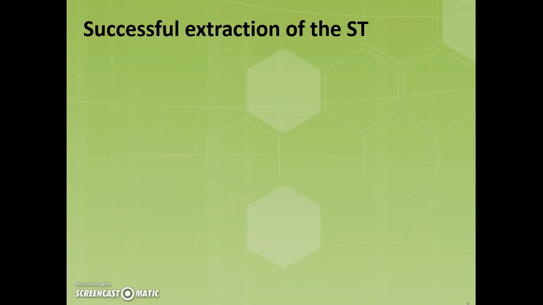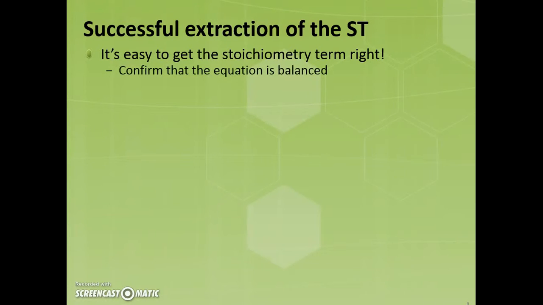These ratios are in fact stoichiometry, and we can do a slight tweak to this to create a stoichiometric term that will be correct every single time we want to do the reaction or do the calculations that we're going to talk about coming up soon. So here's a few tips for successful extraction of the stoichiometric term. It's really pretty easy to get this term right and get our first mark on the reaction question before we even really have to think.